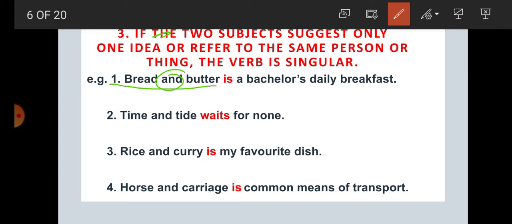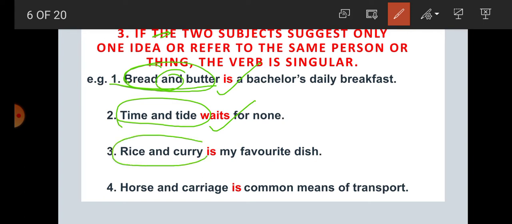For example, student, bread and butter. Bread and butter gives one idea because they are always used together. So here is is the correct one. Time and tide always come together, so waits, singular verb, correct. Rice and curry are always eaten together, so is, singular verb, correct. Horse and carriage are always used together, so here the singular verb is correct. So student, we have got here that if two singular subjects suggest only one idea or refer to the same person or thing, the verb is singular.